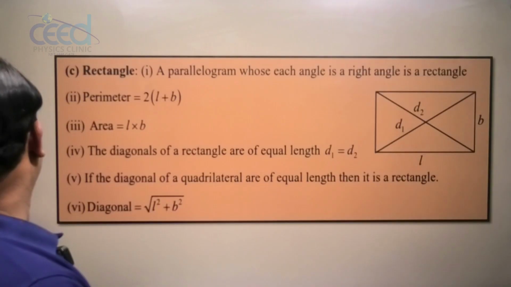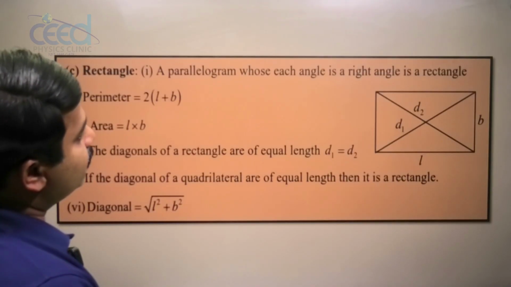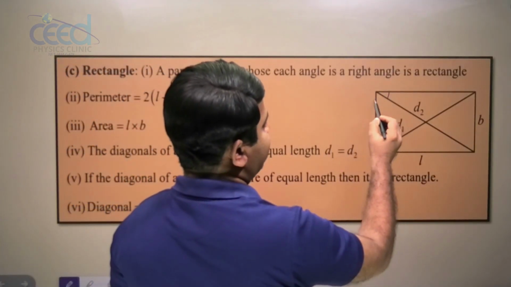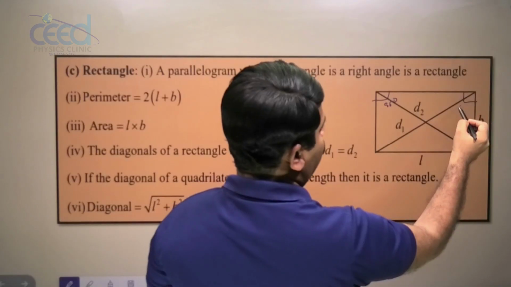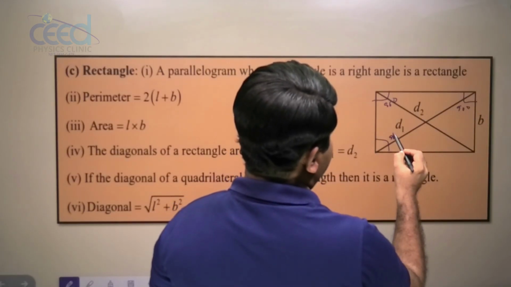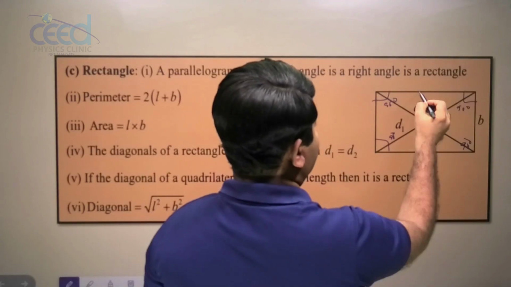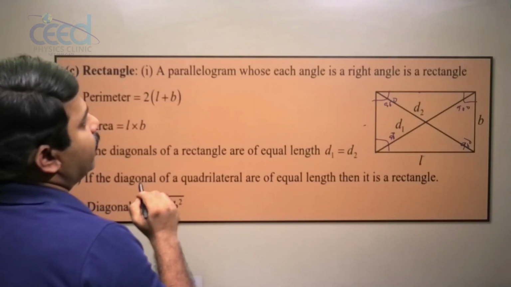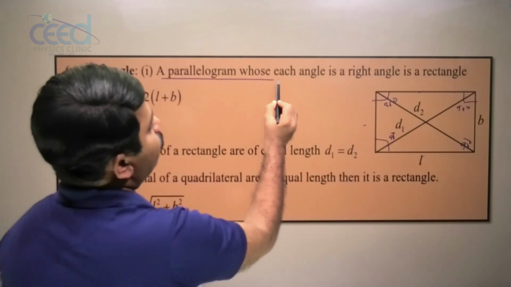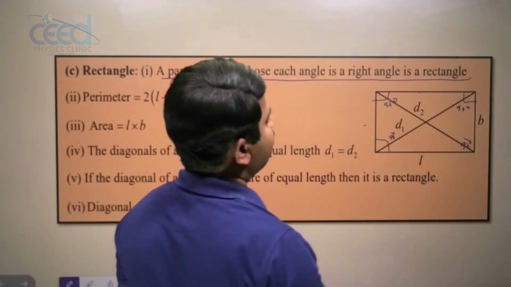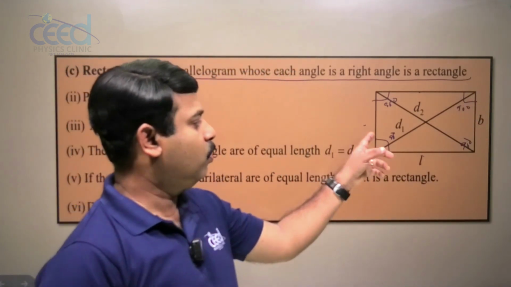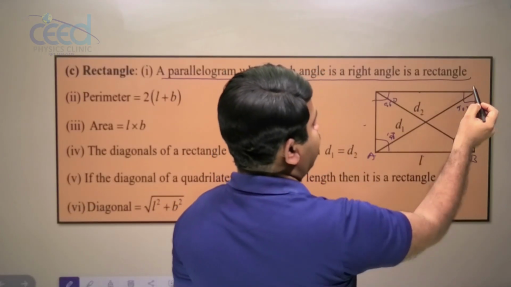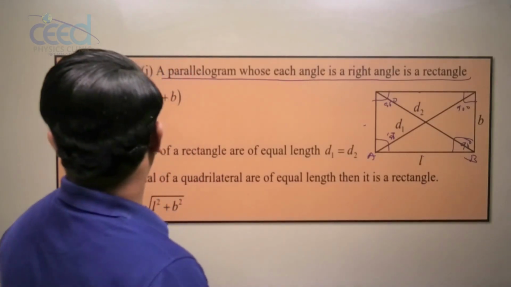Now rectangle. What is a rectangle? A rectangle means all the corner angles are 90 degrees. Moreover, opposite sides are equal, but the corner angles should be 90 degrees. A parallelogram whose each angle is a right angle is a rectangle. Angle A is 90 degrees, angle B is 90 degrees, angle C, angle D, everything is 90 degrees.